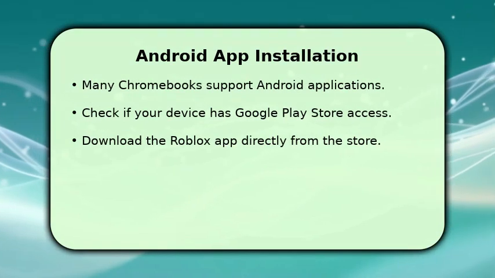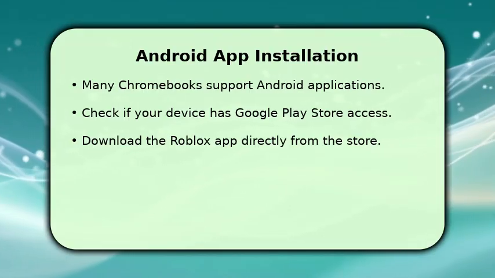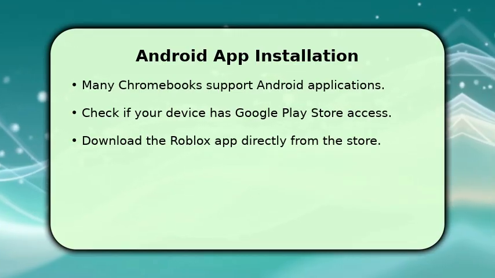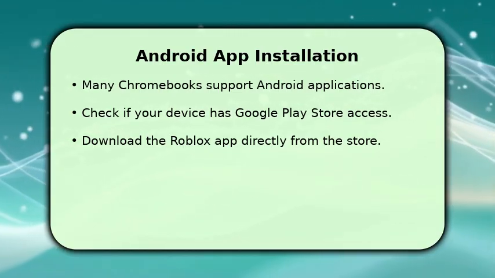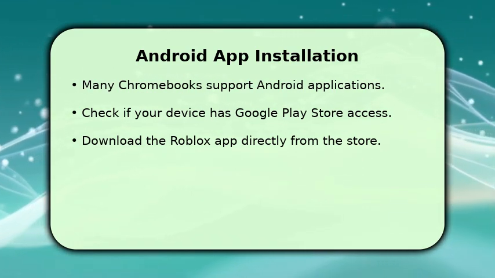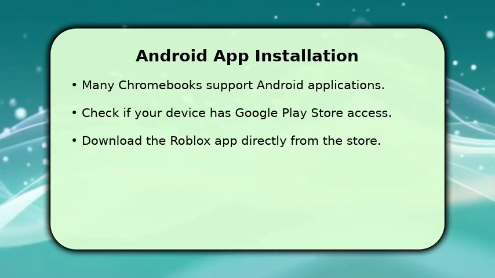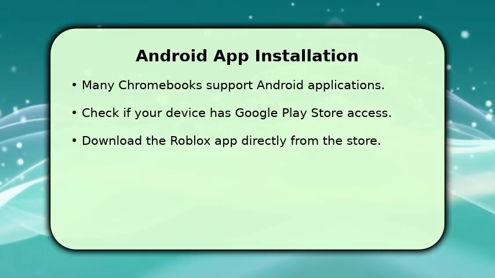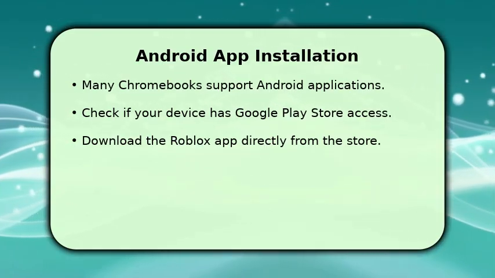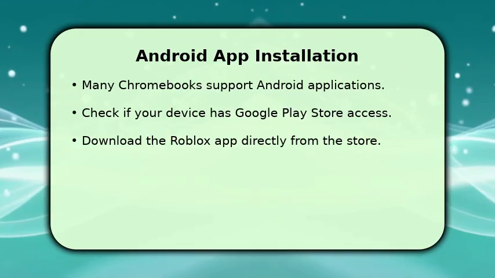Another straightforward approach, if available, is to use the Android App Store. Many modern Chromebooks have built-in support for Android applications. You can check if your device has access to the Google Play Store. If it does, simply search for the Roblox app and install it directly, just as you would on an Android phone or tablet. This method is often the most reliable.